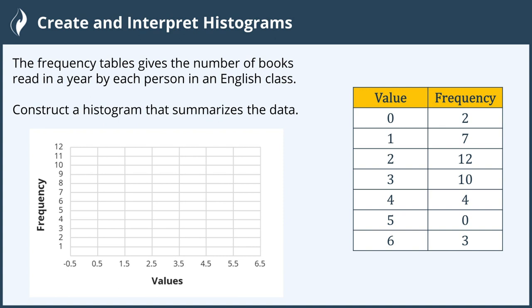On our right we can see we have our frequency table, and we have the values of the number of books: 0, 1, 2, 3, 4, 5, and 6 books, with the frequency of those being read. A frequency of 2 means 2 students read 0 books, 7 students read 1 book, and so forth. We are going to take the data from the frequency table and make it into a histogram on the left.